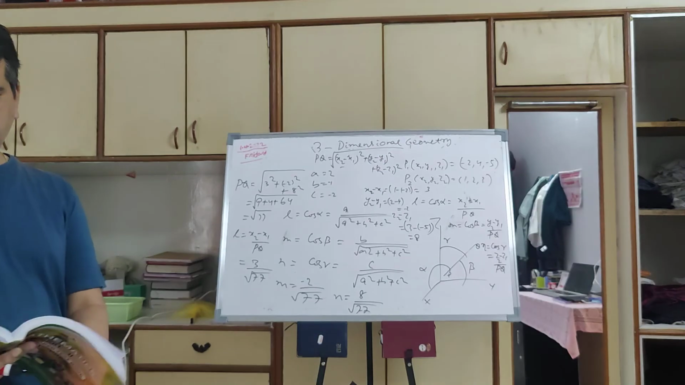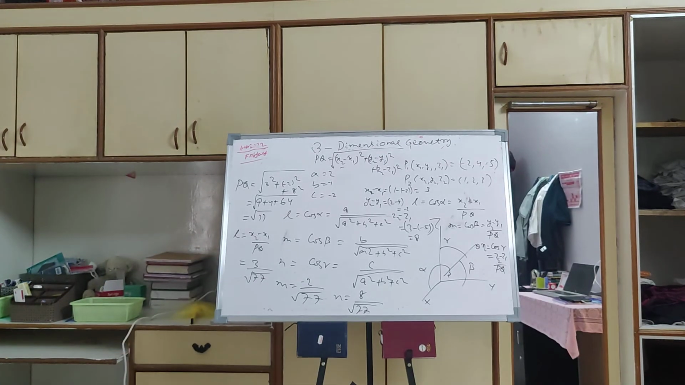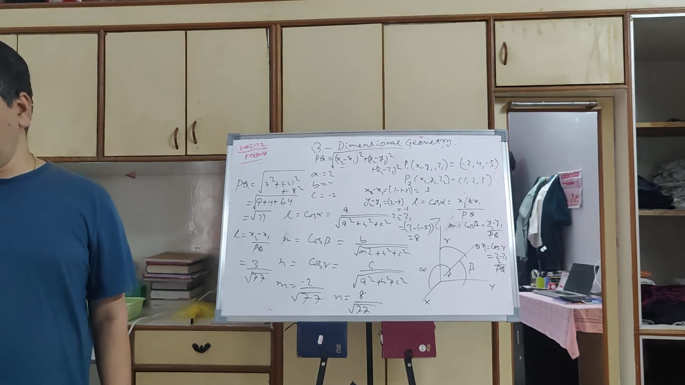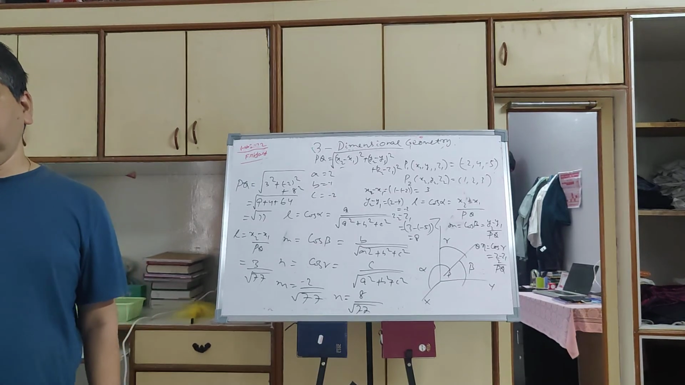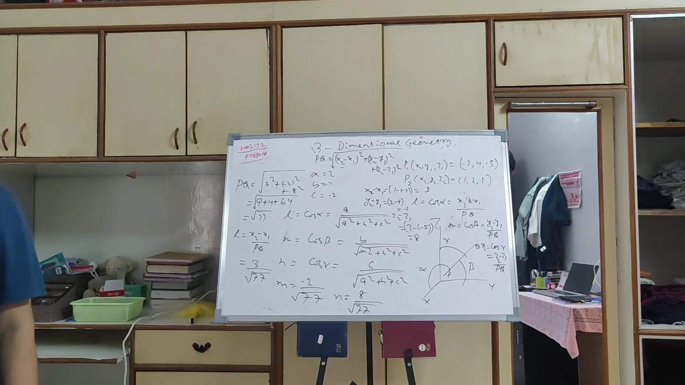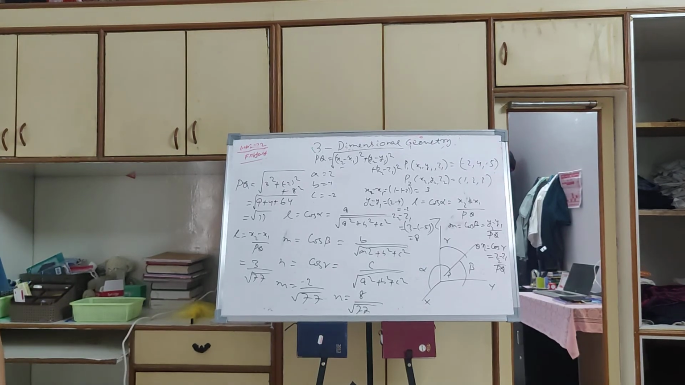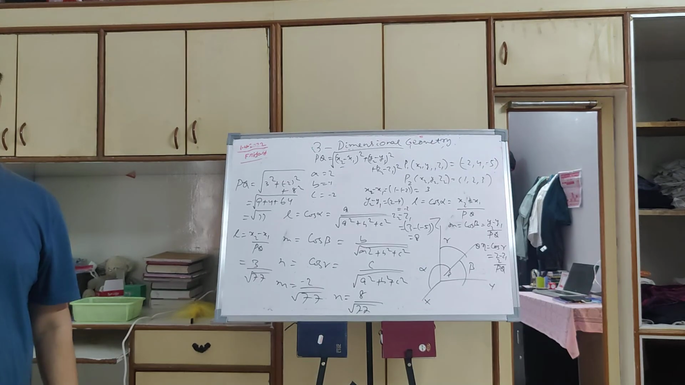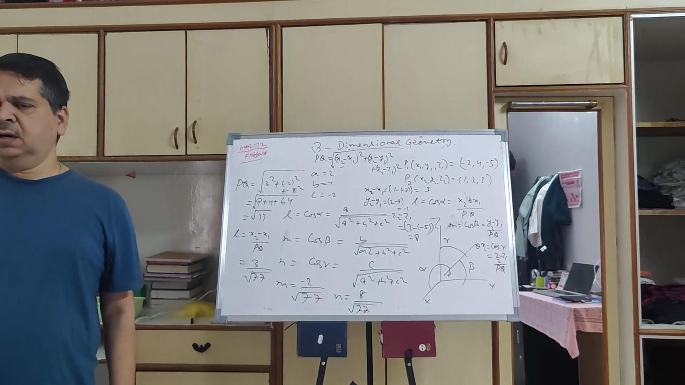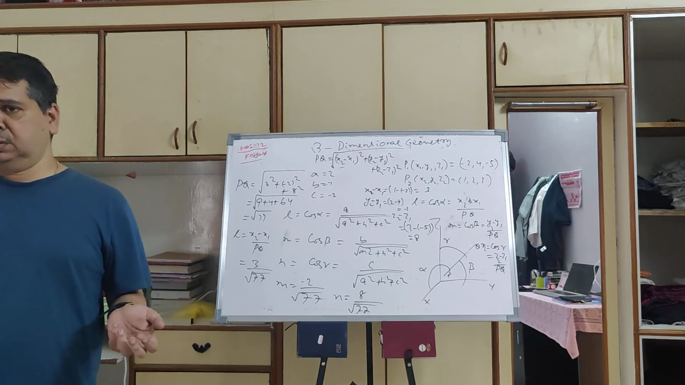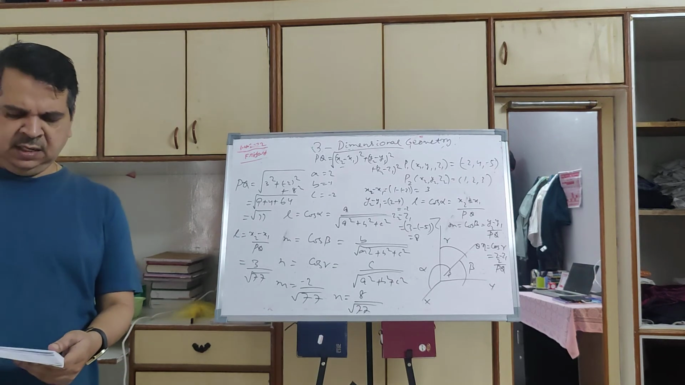Suppose you have two lines with direction ratios a1, b1, c1 and a2, b2, c2. Your angle between the two lines will be cos theta equal to (a1a2 plus b1b2 plus c1c2) divided by square root of (a1 square plus b1 square plus c1 square) into square root of (a2 square plus b2 square plus c2 square). What we have done with dot product and cross product to find the angle, similar things you will apply here also.